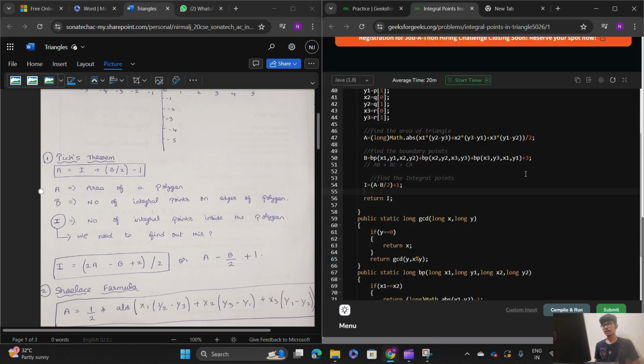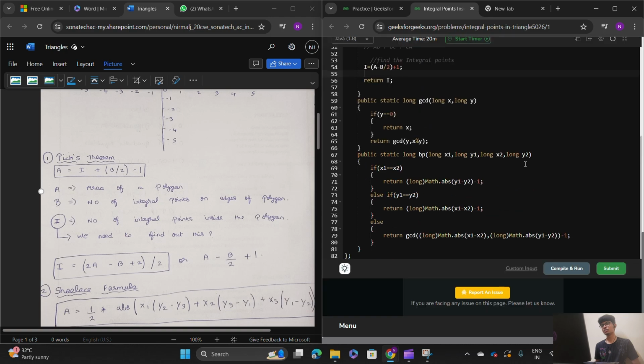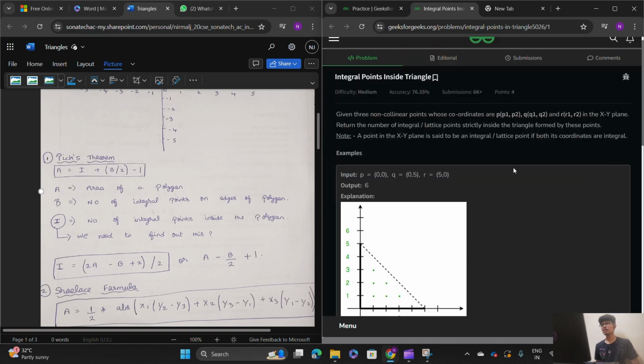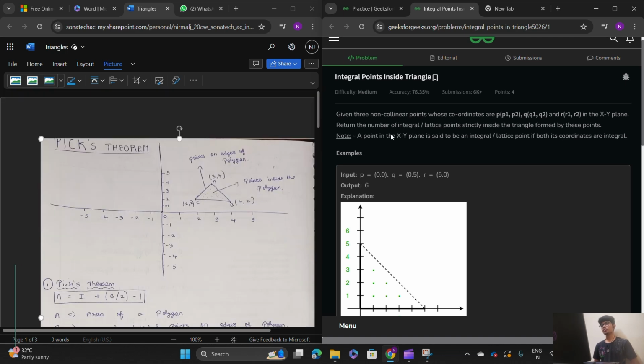And this is the way you are going to find it for the triangle. You can use the same formula for different shapes like a rectangle, square, rhombus, or anything. You can use the same fixed theorem and find the integral lattice points.